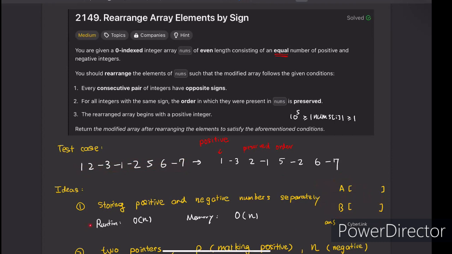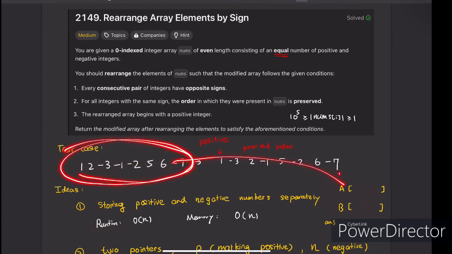The runtime is O(n) because we just go through the array once and then a second time here, so it's still O(n). In terms of memory, we have O(n) because we store the numbers into two arrays.